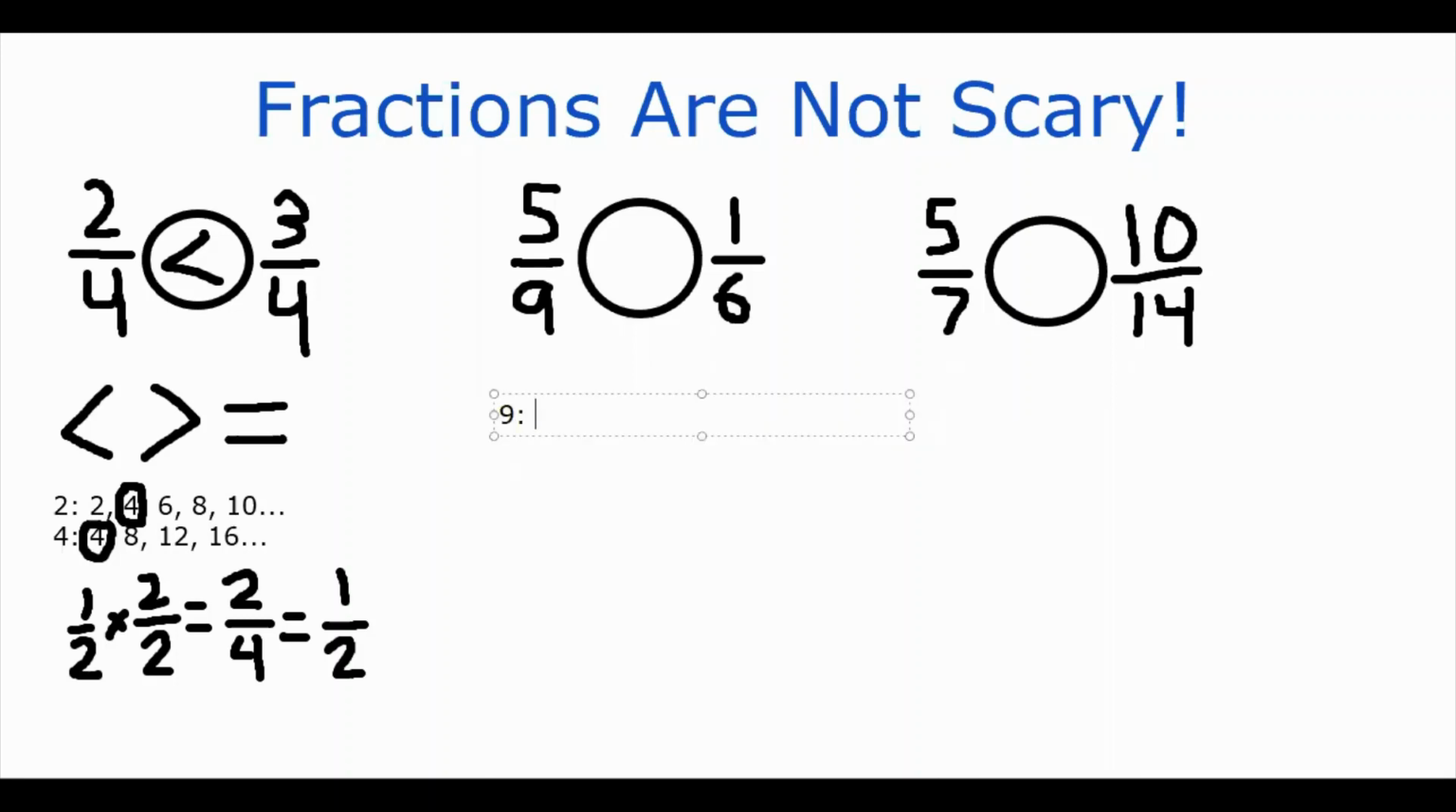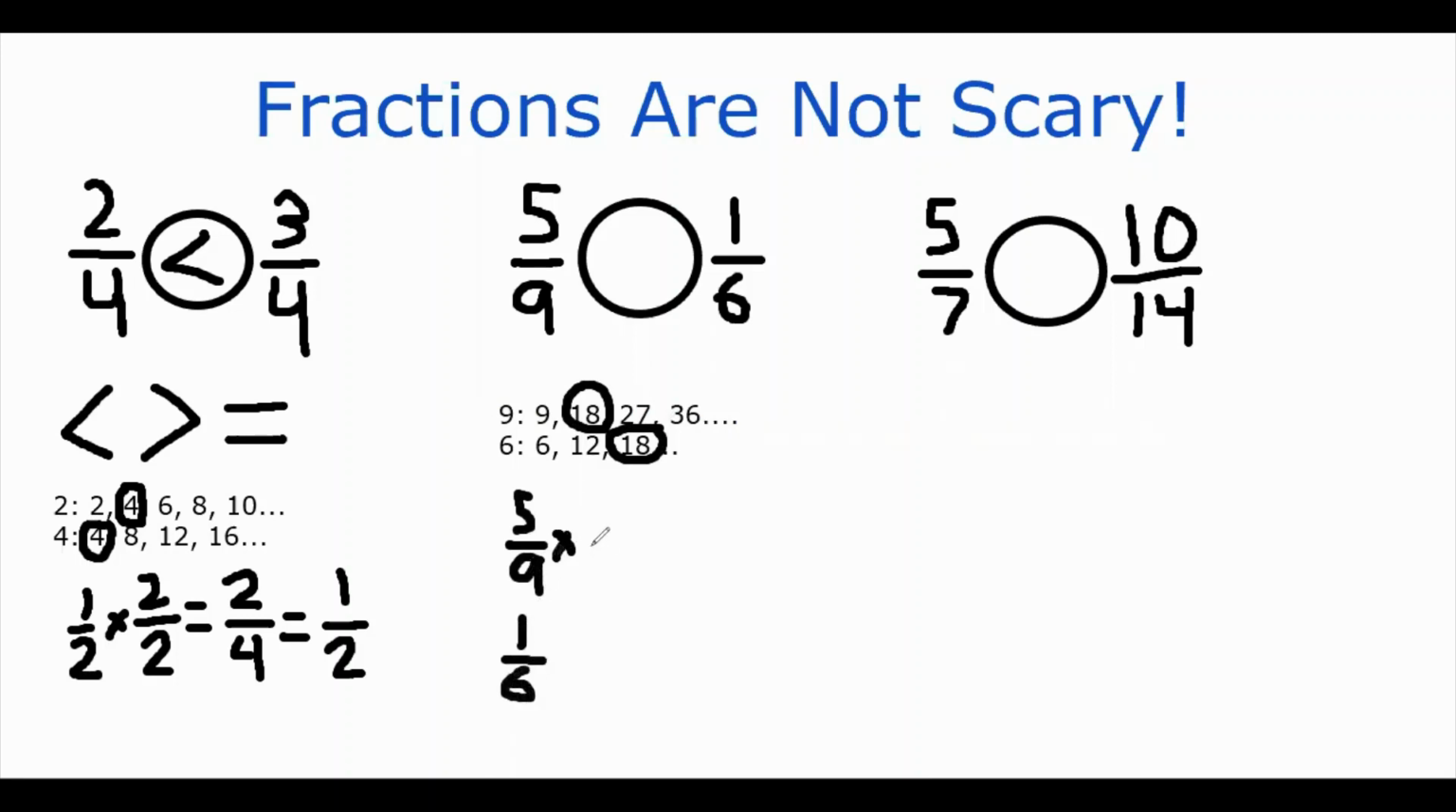So 9 is going to be 9, 18, 27, 36. And for 6, we've got 6, 12, 18, and there we are. I don't need to go anymore. We've found our least common multiple, which is going to be 18. So now in this case, we're actually going to have to change both of the fractions in order for us to figure out which one is larger.